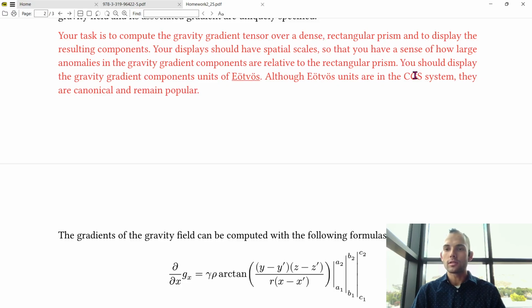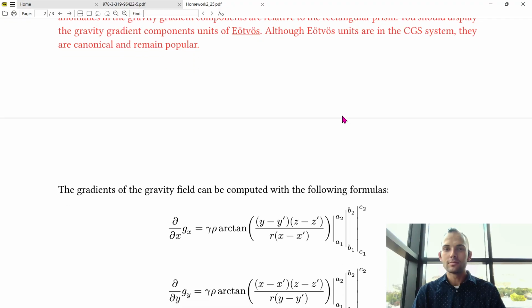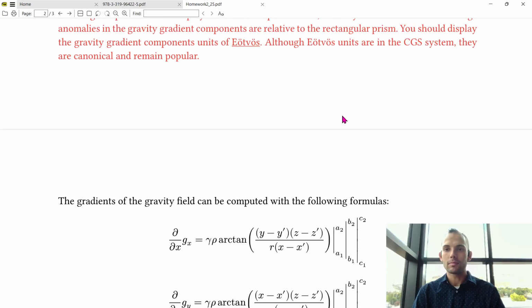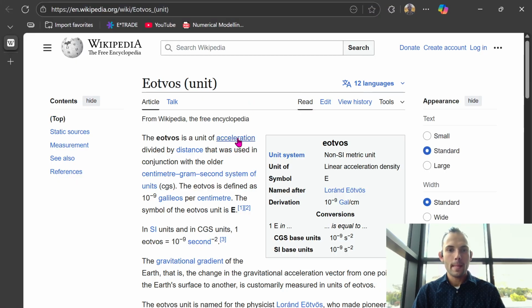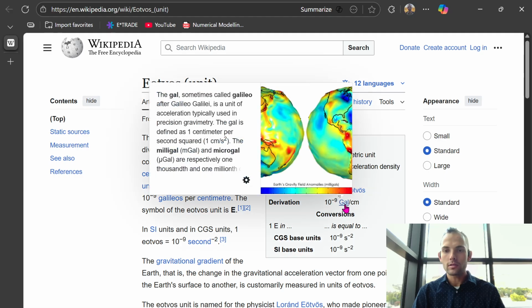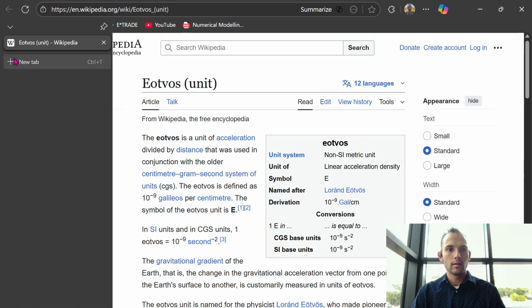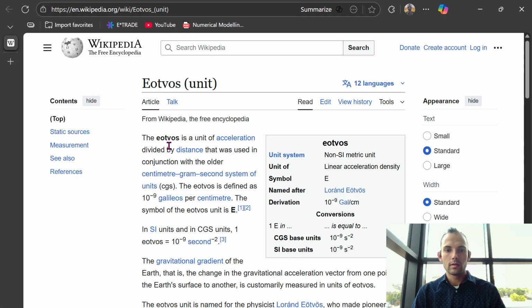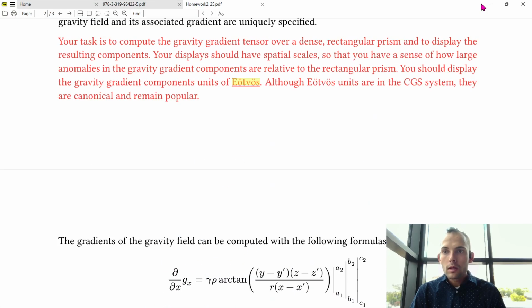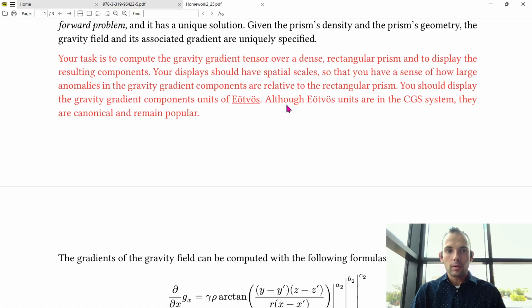I'm not really sure if this is in the CGS system. I think it is, but I would remain skeptical, because I think it might be even unitless. We can check. Oh no, this is CGS. Gal per centimeter. I thought it might have been a type of dimensionless parameter, but I was wrong. We'll need that page later, so I'll just leave it up.